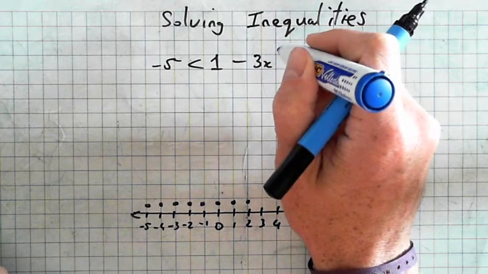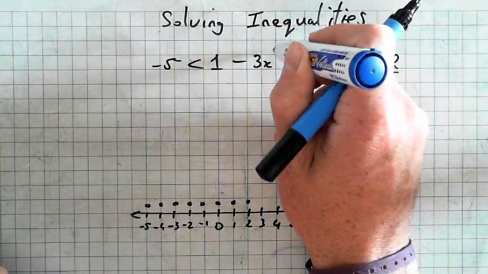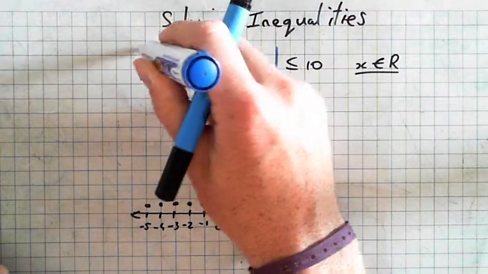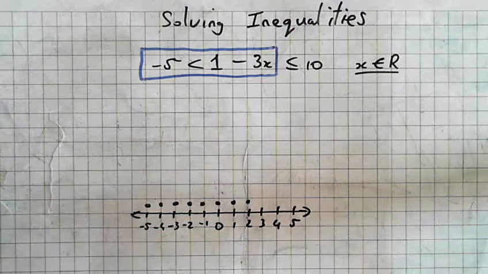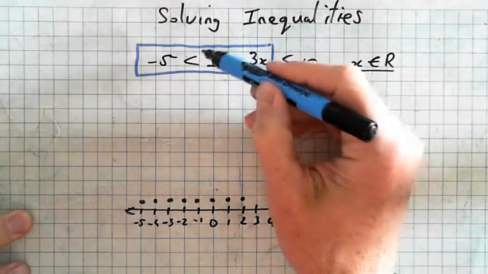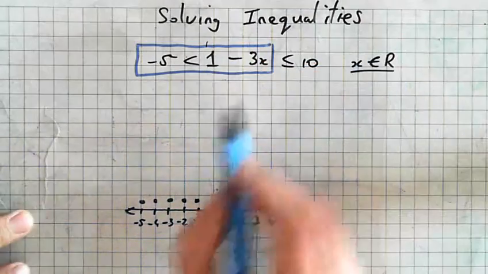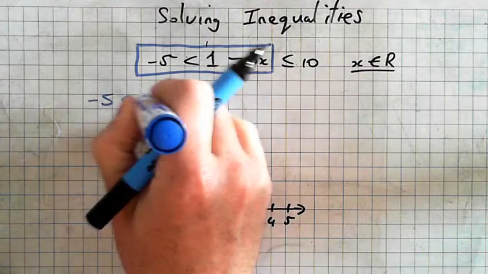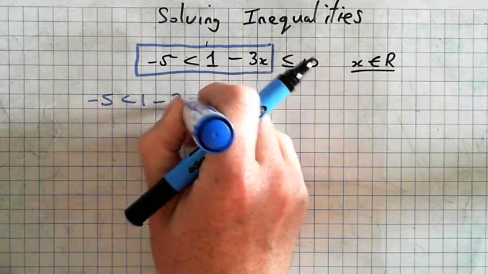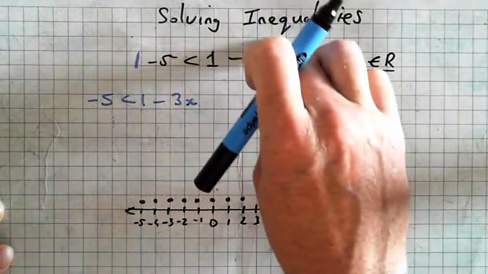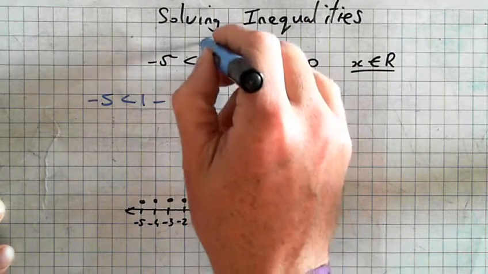Look up. The first inequality is we're going to take that sign, we're going to stop here, look at that one there. So we can solve that bit first. And then the second bit is this here. Alright, so I'll write down the blue bit. Minus 5 less than 1 minus 3x. And the other inequality that we can solve is over here. I stop here at this sign.